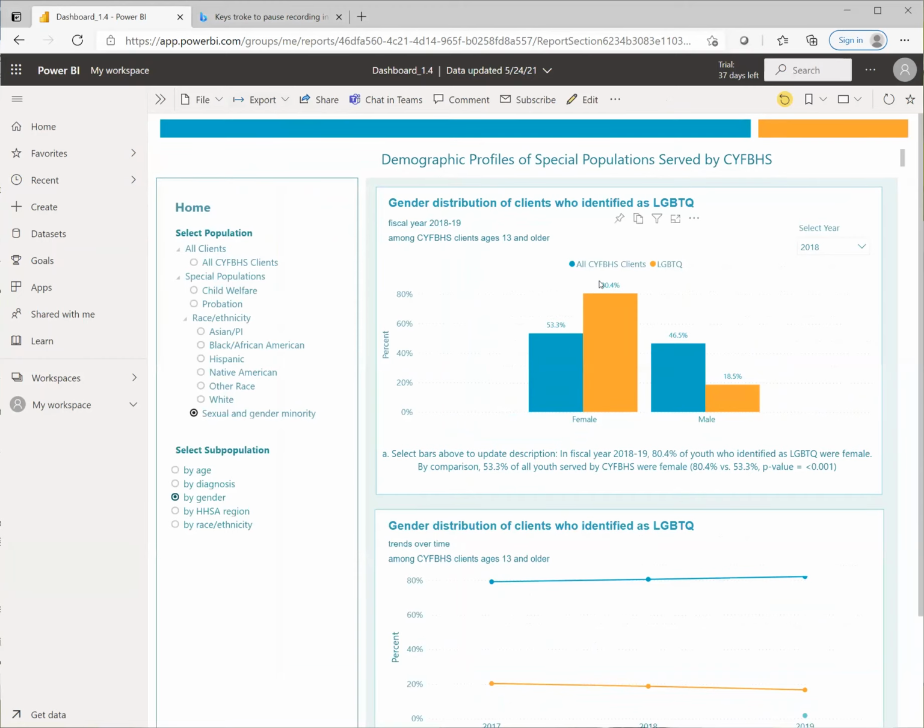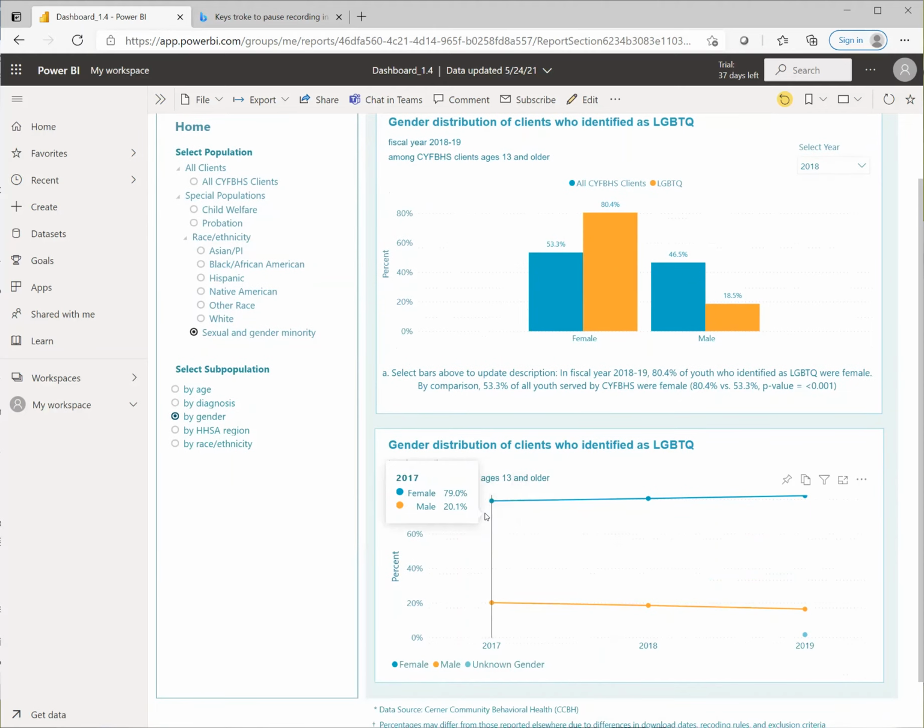And what we see here, if we look at the population, the gender distribution is actually quite interesting. If we look at our dynamic description down here, we can see that while 80.4% of youth who identified as LGBTQ were female, only 53.3% of all youth served were female. And that difference is significant. So we're definitely serving more female LGBTQ youth than males. And again, what's nice is if you hover over the bars, you can see on this graph the numerators and the denominators. And of course, client counts can be really important for service planning. And then down along the bottom here, again, we have trends over time. And at the moment, we have 3 years of fiscal data in here.